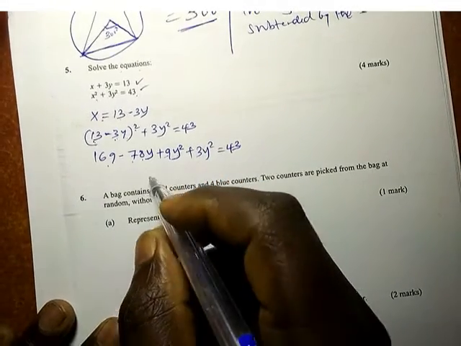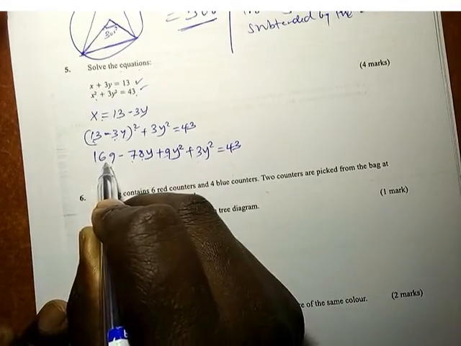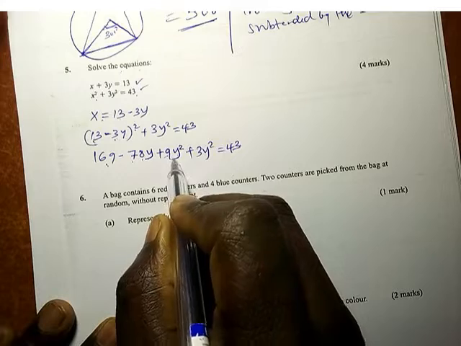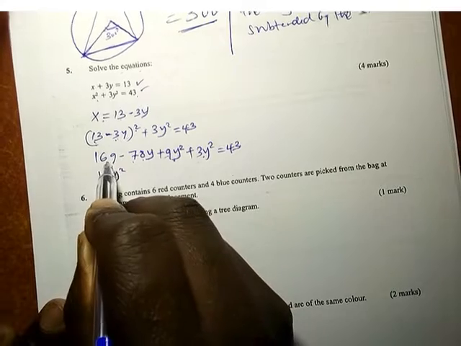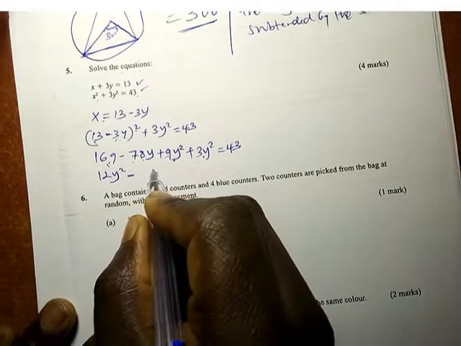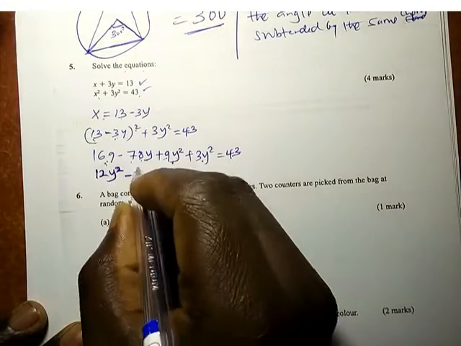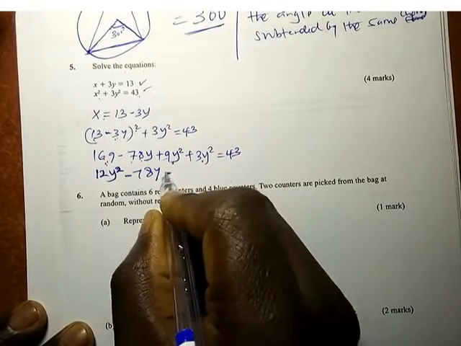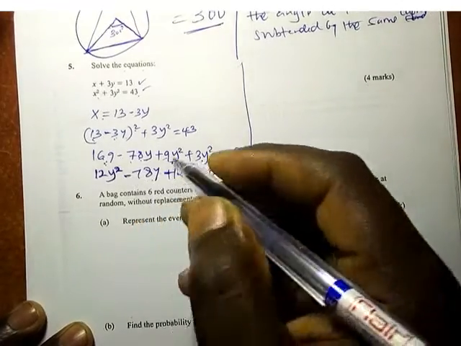Now collect like terms together. 169, so we have y squared. Plus this is going to be 12y squared, then this minus this. Minus 78y, which is equal, now bring this one here with like terms, so it is going to be plus 126 equal to 0. Now we solve for the value of y.